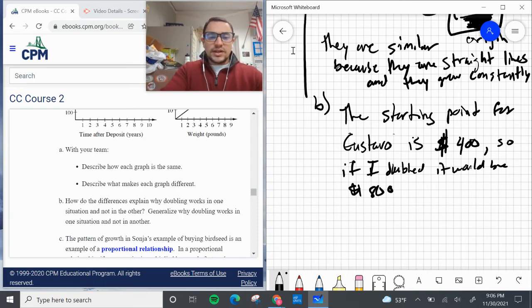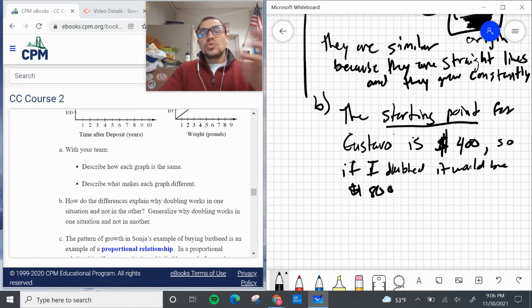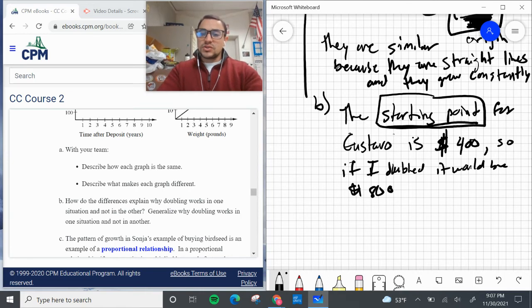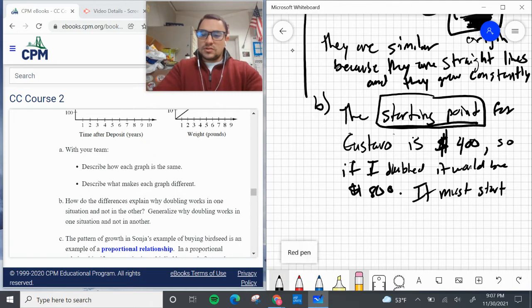Doubling works, and it says right here, generally, why does doubling work in one situation, not the other? It's just because of the starting point. You can't double 0. So it's easy to go from what do I get at 1, then you start doubling. But at 400, if I doubled that immediately after 1 year, it would be like 800. So the starting point is key. It must start at 0, 0.